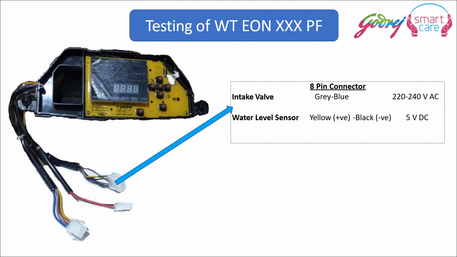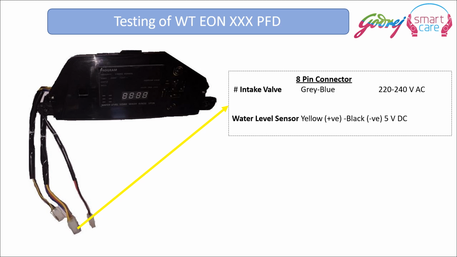For testing the intake valve in the WT ion PF model, gray and blue wires at the 8 pin connector, we get 220 to 240 volt AC. At the water level sensor, at yellow and black wire, we get 5 volt DC. In the WT ion PFD model, at the 8 pin connector, again the same intake valve, gray and blue wire, 220 to 240 volt AC, and at the water level sensor, yellow and black wire, 5 volt.